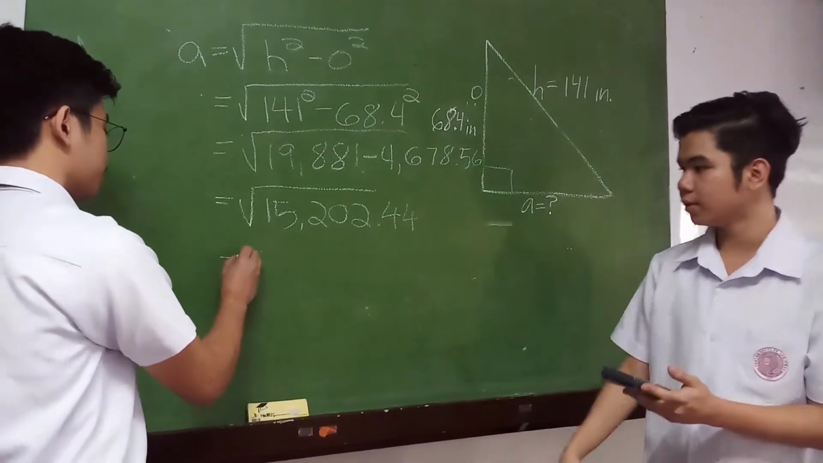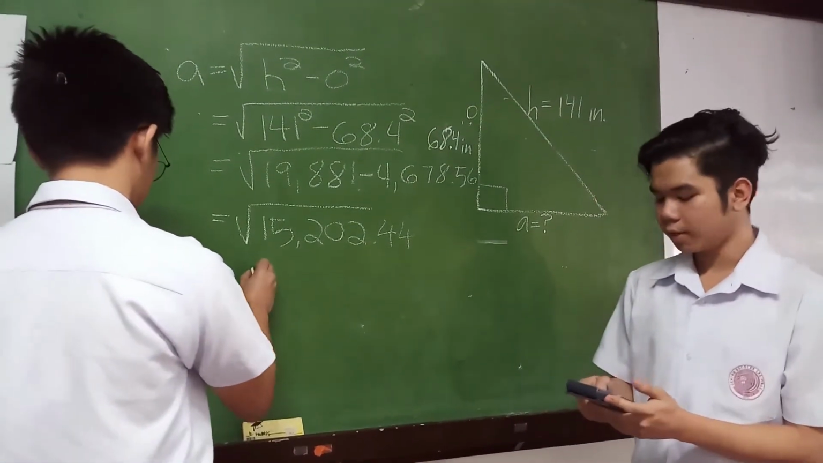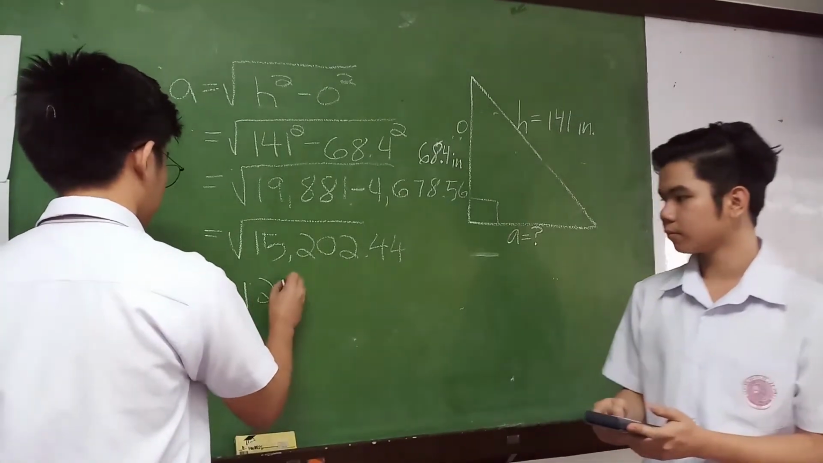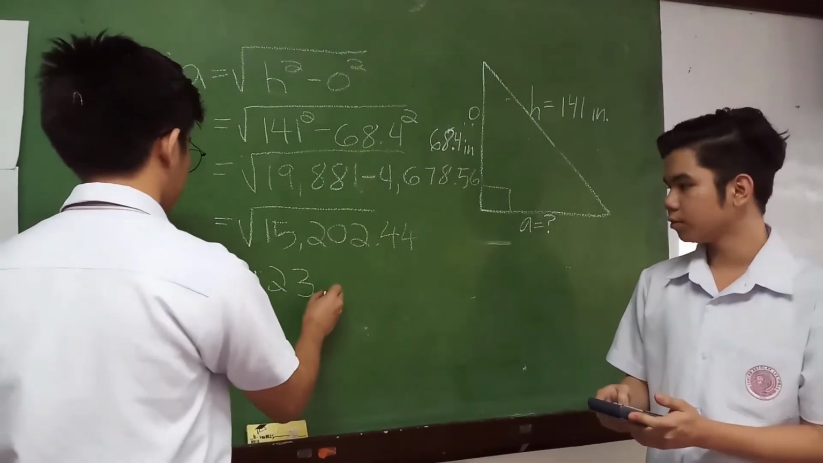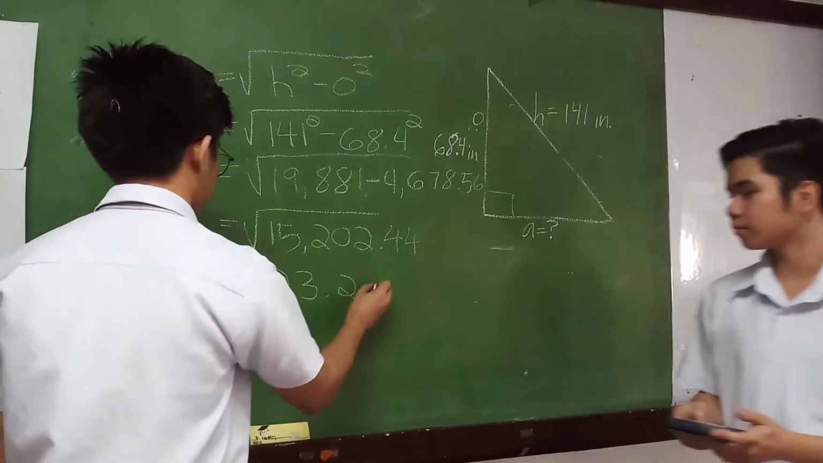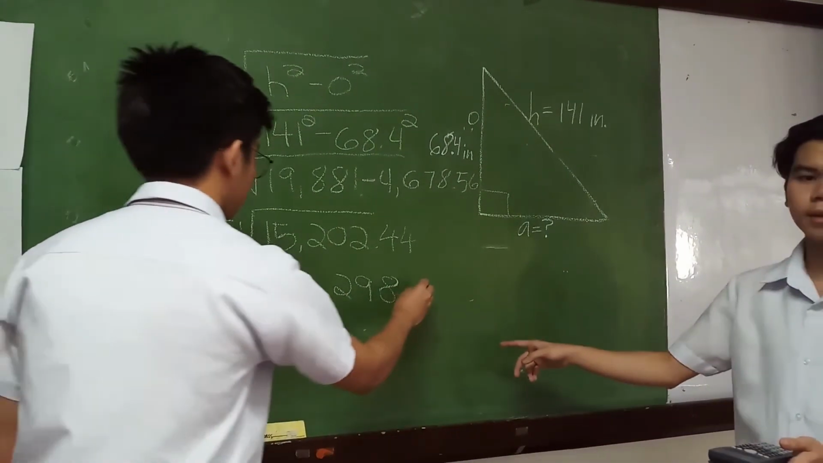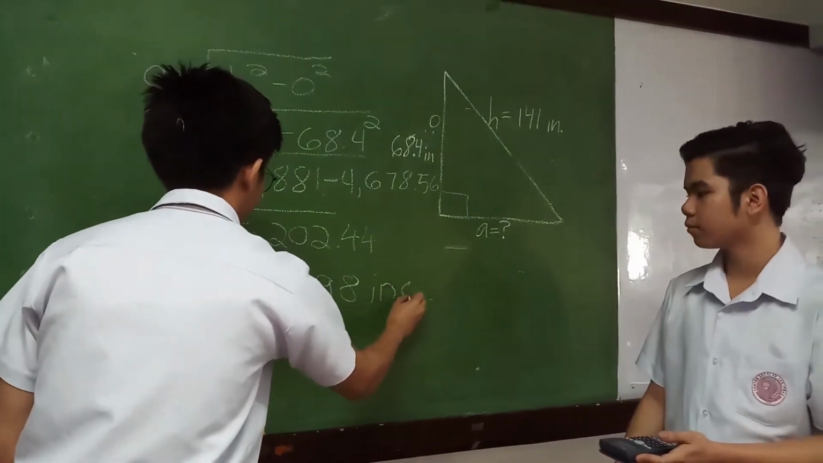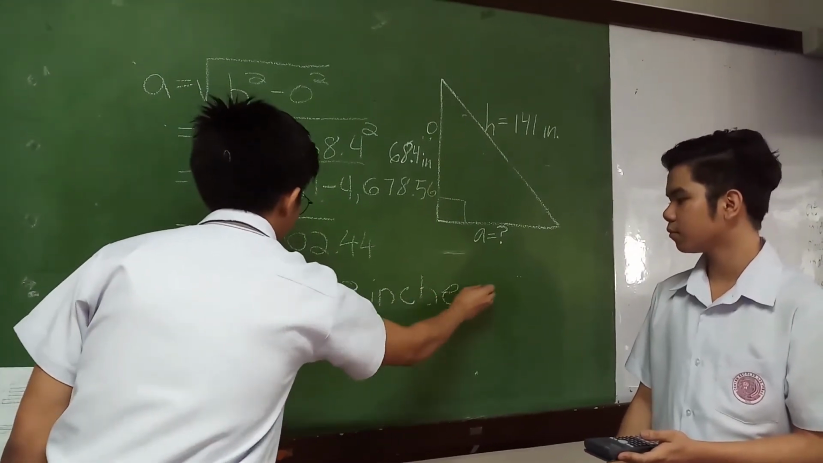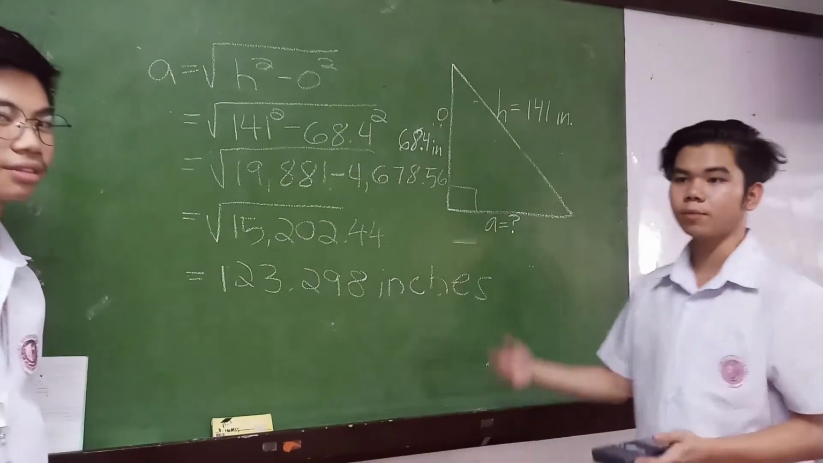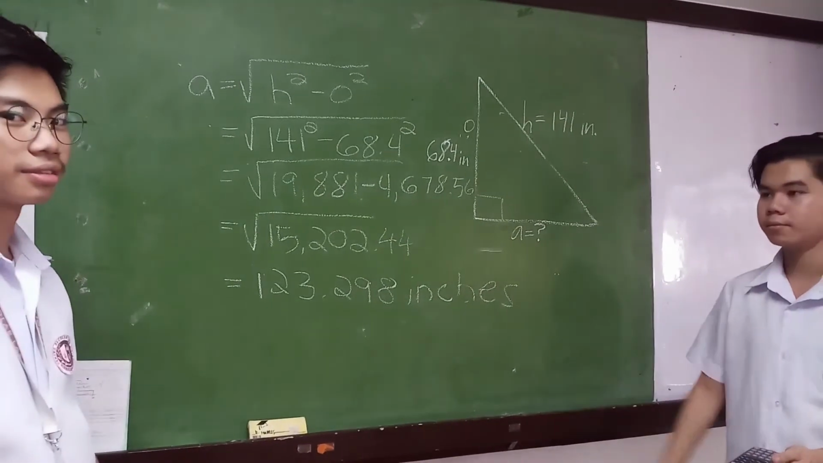The square root of this value is 123.298 inches. Don't forget the unit. That is how to solve the problem for our right triangle.